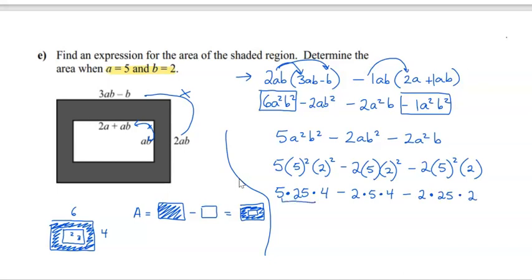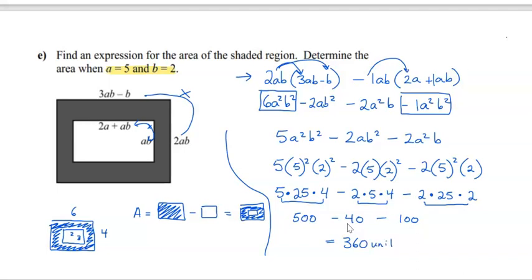We can do sets of multiplication and finish off with subtraction. 5 times 25 times 4 is 500. Minus 2 times 5 times 4 is 40. Minus 2 times 25 times 2 is 100. 500 minus 40 minus 100 is 360 units.